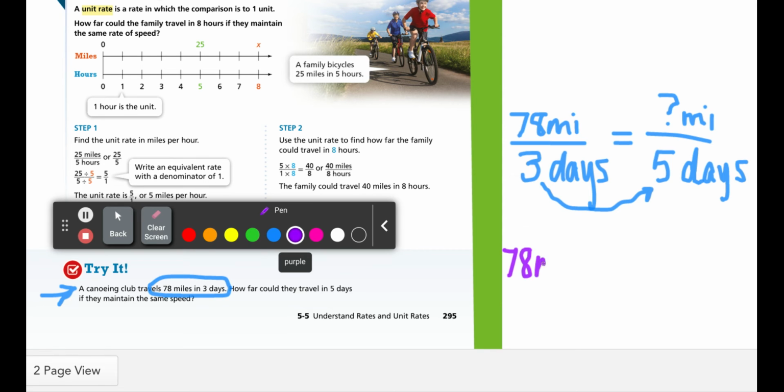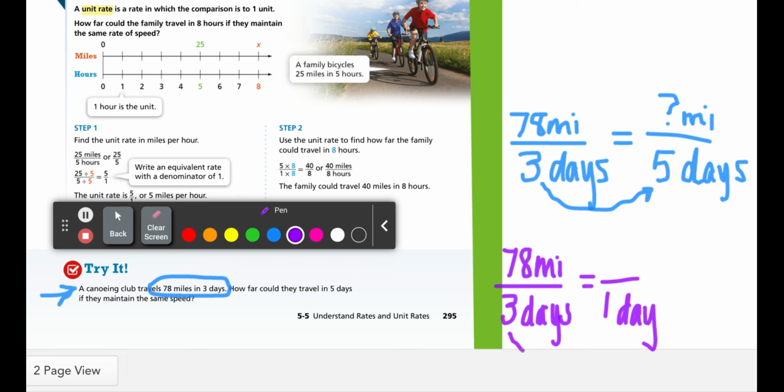So we would have 78 miles. Notice how I'm rewriting this with units. You should be doing that too. 78 miles in 3 days. Okay, so then how many miles do they travel in 1 day? So now how do we go from 3 to 1? We divide by 3. Whatever you do to the bottom, you have to do to the top. Divide by 3. So what is the unit rate? How many miles do they travel in 1 day? 26 miles.